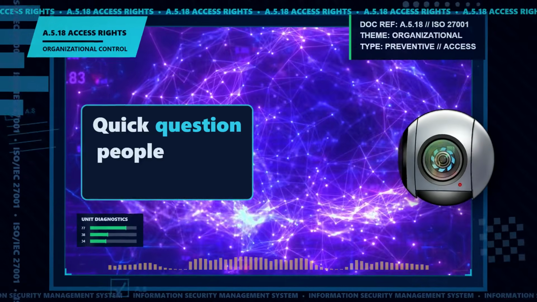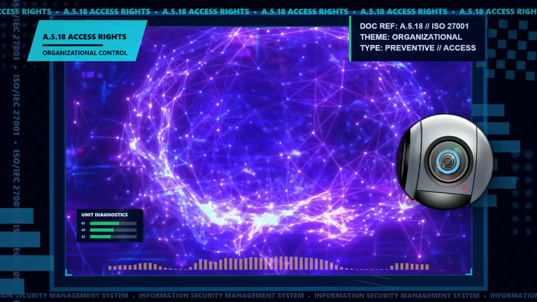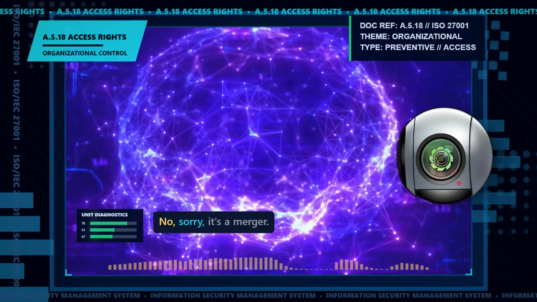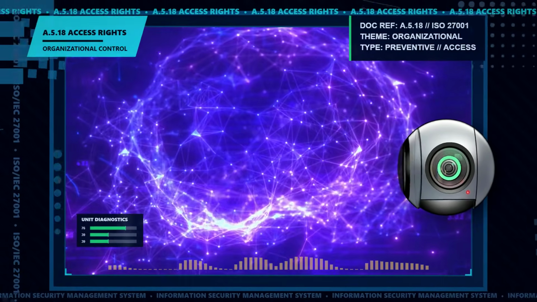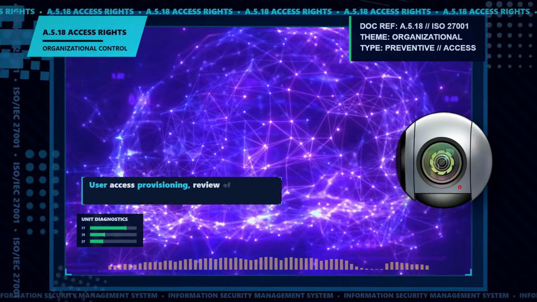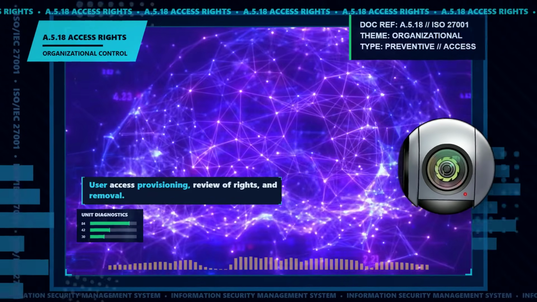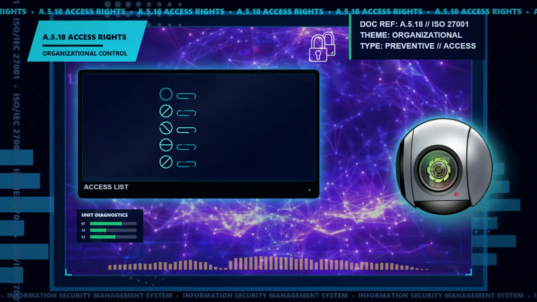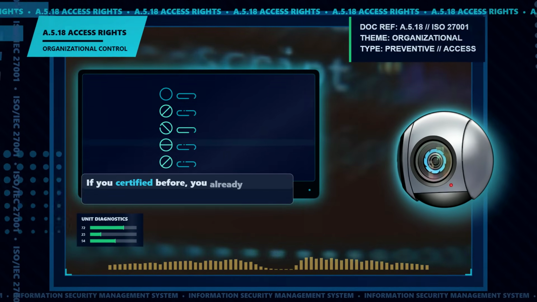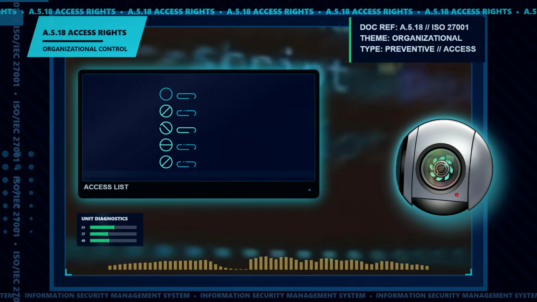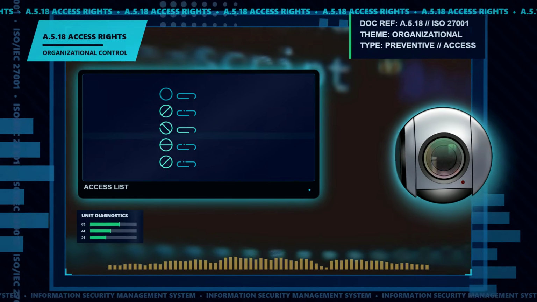Quick question people always ask. Is this one of the new ones in the 2022 version? No. Sorry, it's a merger. 3 controls from the 2013 version got squashed into this one. User access provisioning, review of user access rights, and removal or adjustment of access rights. So if you certified before, you already owned all of it. It was just spread across 3 separate boxes, which made it much easier to lose.